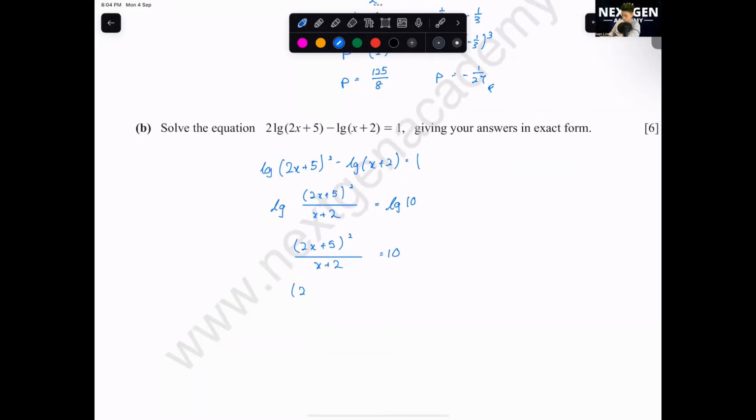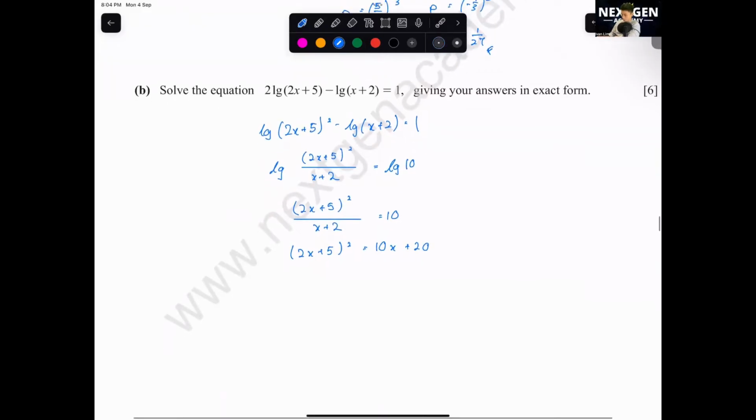Okay, cross multiply it. 2x plus 5 squared equals to, okay, this one I just straight away expand, 10x plus 20. Then I move everything to the left-hand side. Okay, wait, open up this one first. 4x squared plus 20x plus 25 equals to 10x plus 20.